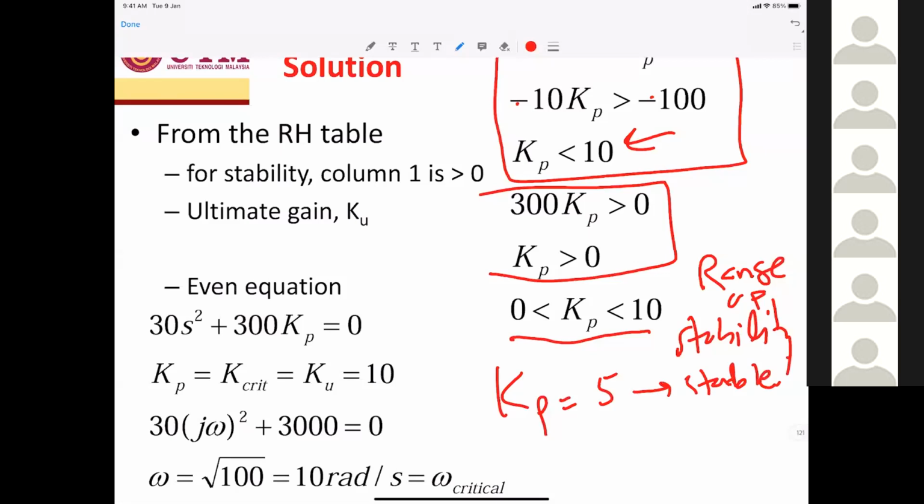Where are all the Arab brothers sleeping? I don't see any list here. Asim Jamil: Yes, doctor. Kp is equal to 11. Stable or not? Not stable because it's not between 0 and 10. Shukran. Only two Arab brothers over here. The rest are sleeping.